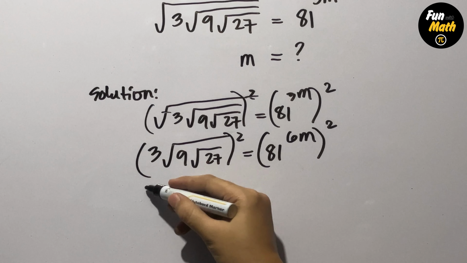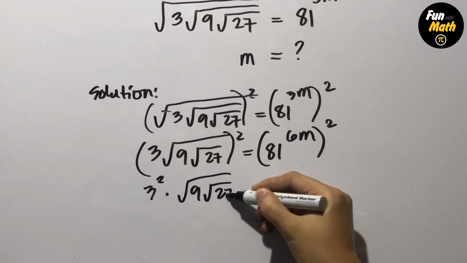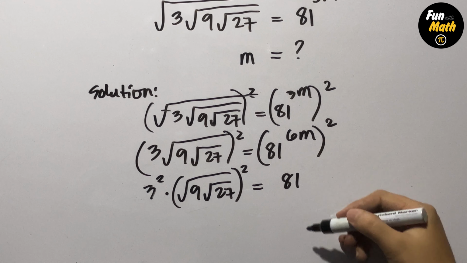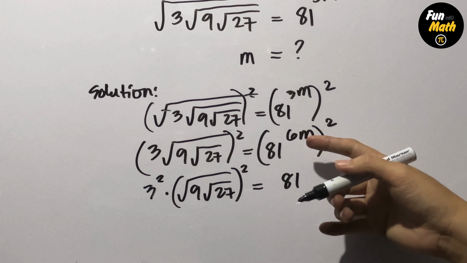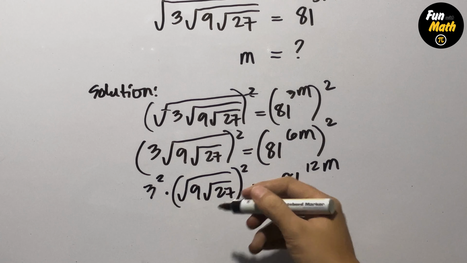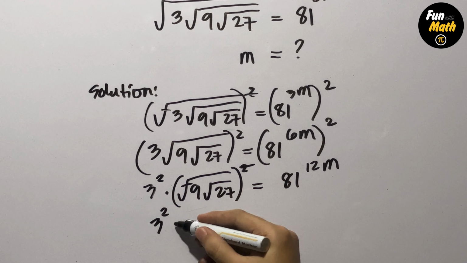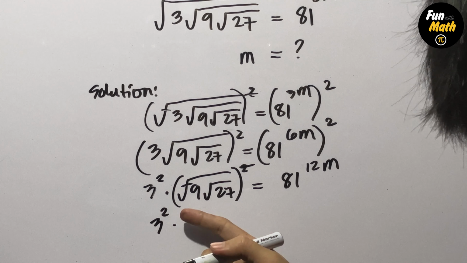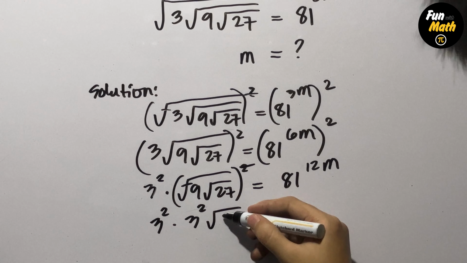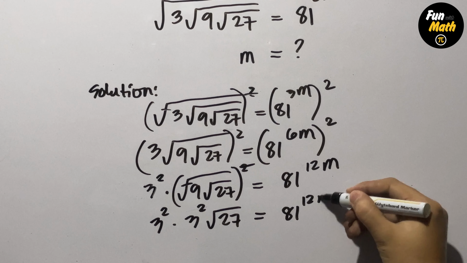So this is now 3 squared times square root of 9 under root of 27 whole to the power of 2 equals 81 to the power of 6m times 2, that is 12m. Next, we can cancel the square and the radical. So we're left with 3 squared times 9 square root of 27. For 9, we can write it as 3 squared. Square root of 27 equals 81 to the power of 12m.